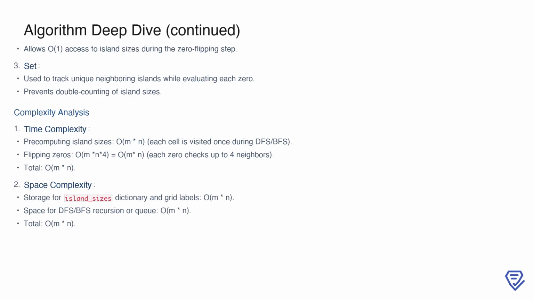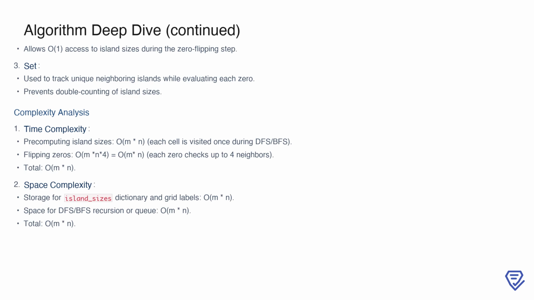The 2D grid is used not only to represent the input map but also to store the island_IDs during pre-computation. This labeling enables O(1) access to each cell's island_ID during the zero flipping step. The dictionary, island_sizes, maps each island_ID to its corresponding size, allowing constant time access to island sizes as we evaluate potential flips. A set is used during the zero flipping step to track the unique neighboring islands for each zero, ensuring that no island is counted more than once.